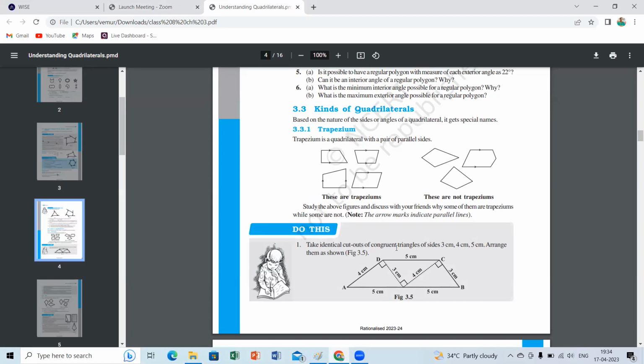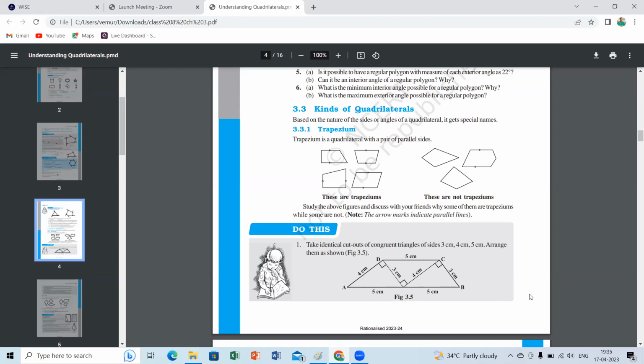Take identical cutouts of congruent triangles. You can fold and do it, children. Sides are 3 centimeters, 4 centimeters, 5 centimeters. Arrange them as shown. Now, should they be right angle triangles? Yes, because they are talking about congruent triangles, identical triangles. What if they are isosceles or equilateral?